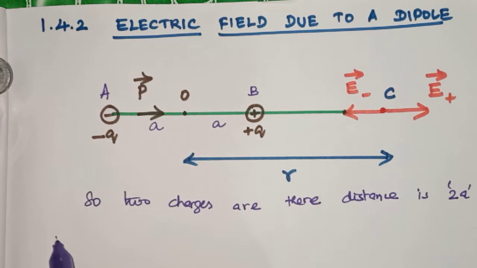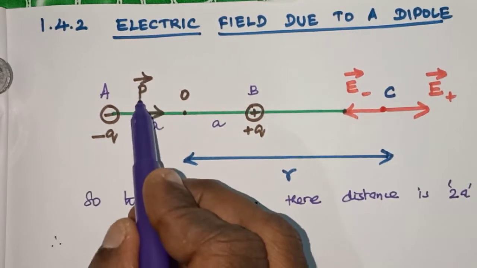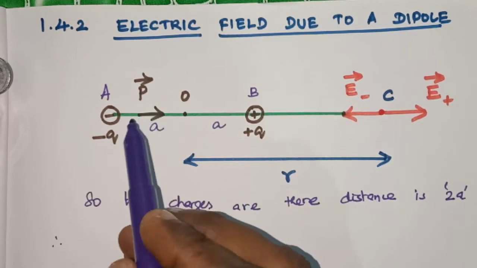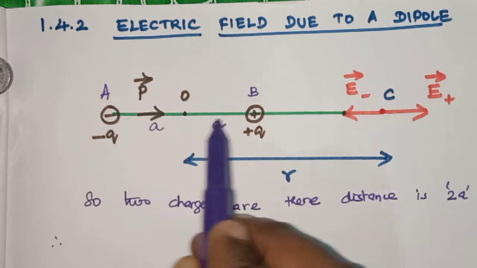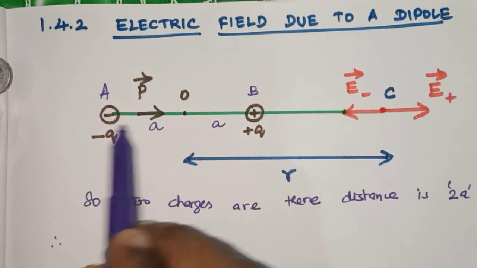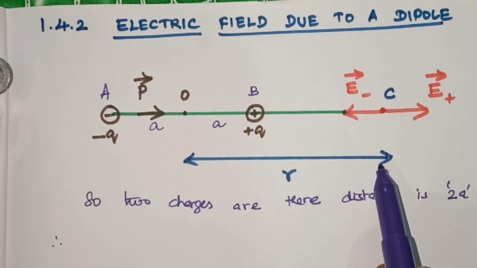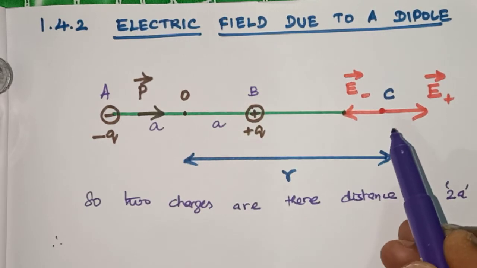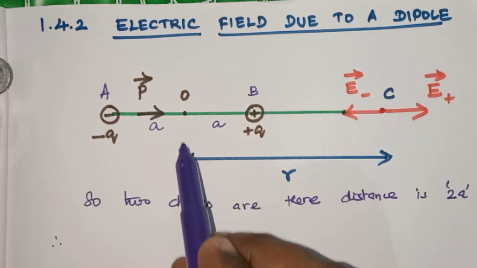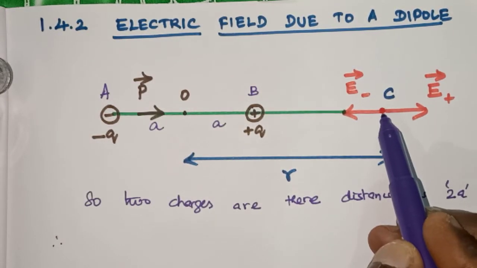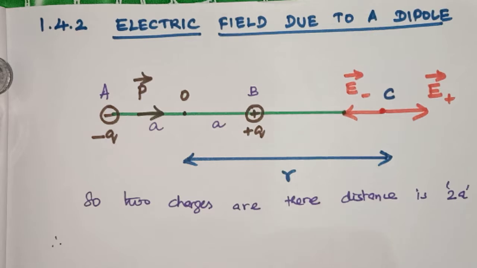Therefore, the dipole moment, P vector, is in the direction of A to B. Here what is R? R is the distance from the charge to the center of the dipole. This is R from the charge to the center of the dipole.